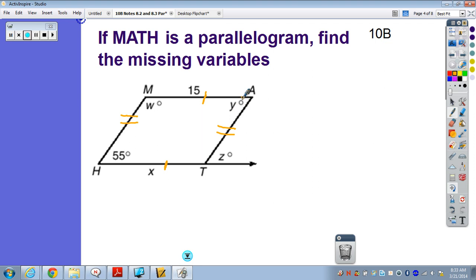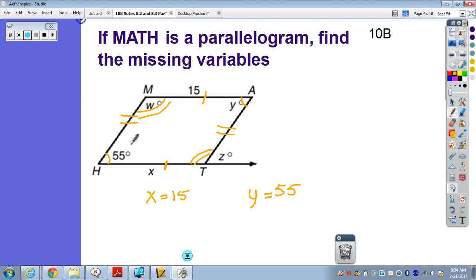And then we also know opposite angles are congruent. So if I mark that. And then we have to remember that same side interior add up to 180. So x is the easiest. X has to be 15. It's opposite to the side. Y also has to be 55 because it's congruent to what's across from it.